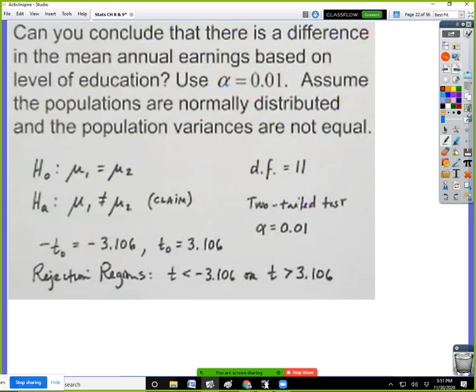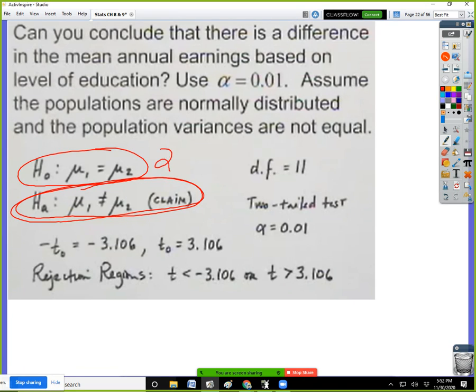So we want to find out, are they the same? Our H sub 0 is they are the same, right? If you're trying to find out if there is a difference, your H0 has to be that there is no difference. And therefore, the claim you're trying to see is that they're not the same. Since we're doing the equals, remember, this is a two-tailed test.